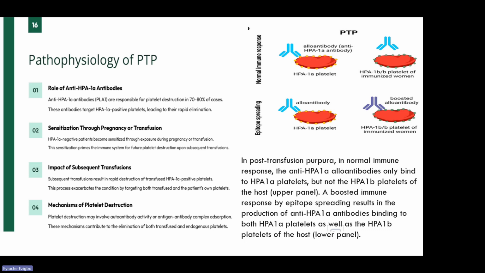Sensitization through pregnancy or transfusion. Someone can be exposed and sensitized through pregnancy or blood transfusion. Someone that is negative who is pregnant with a child that is positive for the platelet antigen may be sensitized, or as a result of transfusion, someone that is negative for the antigen being transfused with blood that is positive for the platelet antigen may also be sensitized. Impact of subsequent transfusion: subsequent exposure will mount immunological responses, with antibodies destroying the platelets.